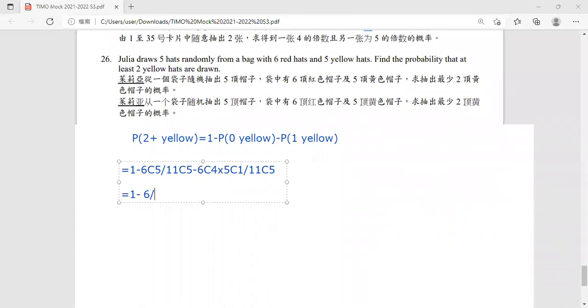Six over 11C5, and 11C5 is 462. So don't be so afraid. It's not a very large number. Let's see, this is 64, 64 is 62. It should be 20 times 5 over 462. So this is 127, 154. Oh, my bad. This is 50. My bad. It's 50. Okay.